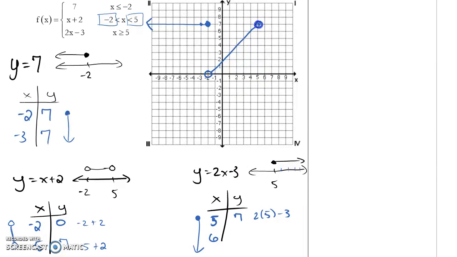If this happens, I just get to fill that in. This is going to be trickier if I was analyzing the graph, but for now, that's not a big deal. 2 times 6 minus 3 is 12 minus 3, which is 9. I graph the point 6, 9, through that point with an arrow.